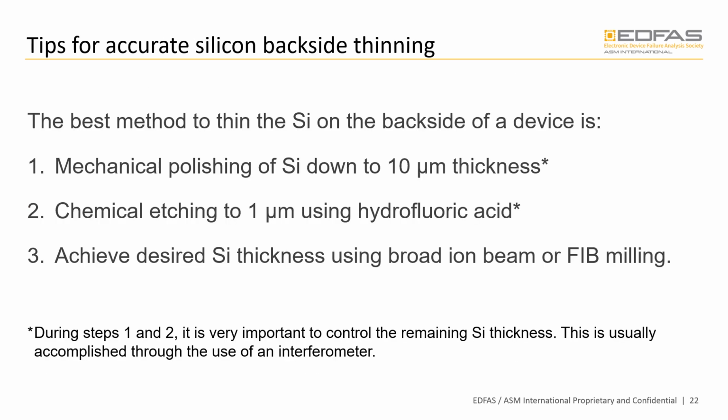Here are some tips for accurate silicon backside thinning. Mechanically polish the silicon down to 10 microns. Use chemical etching with hydrofluoric acid to reach 1 micron thickness. Achieve the desired final silicon thickness with broad ion beam or FIB milling.